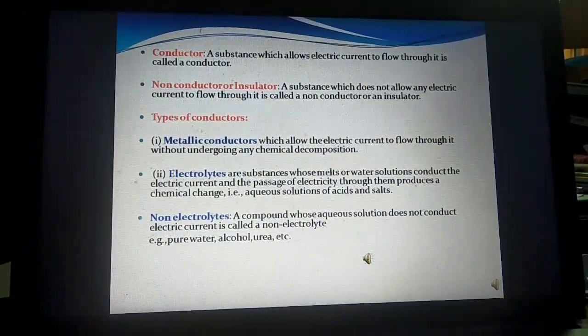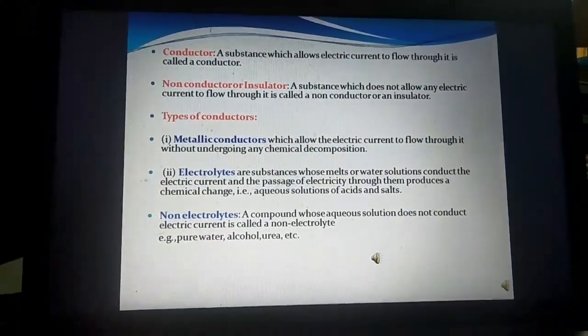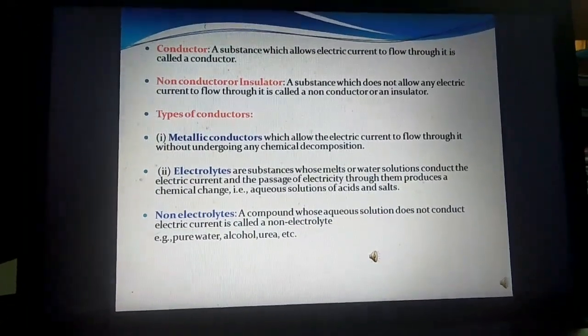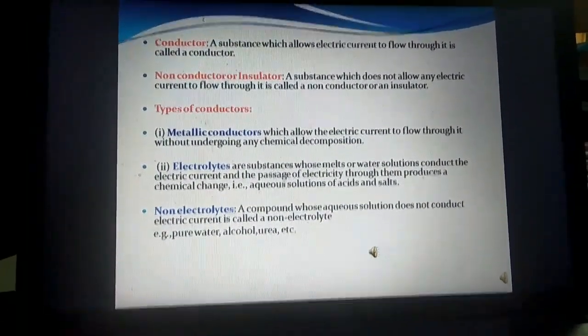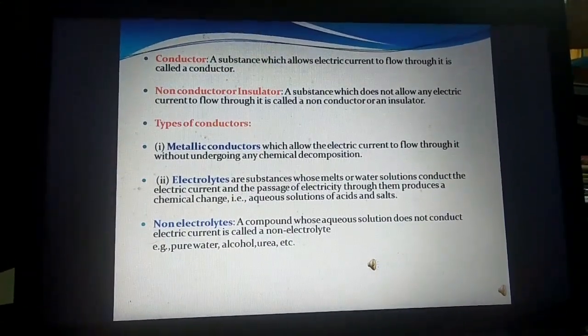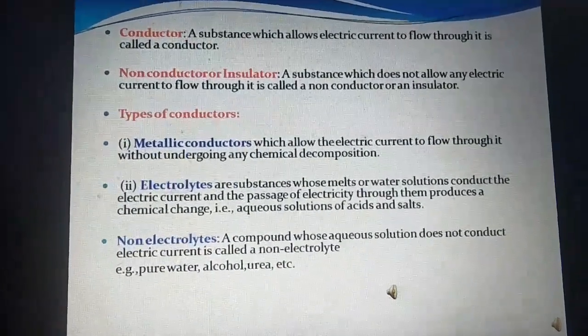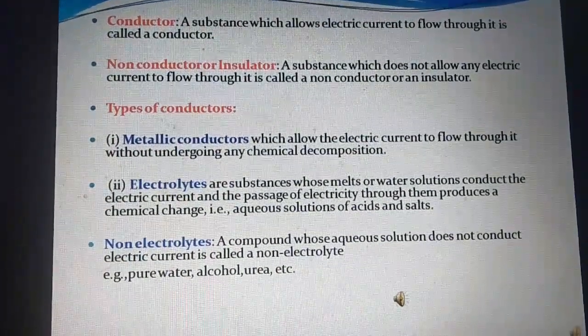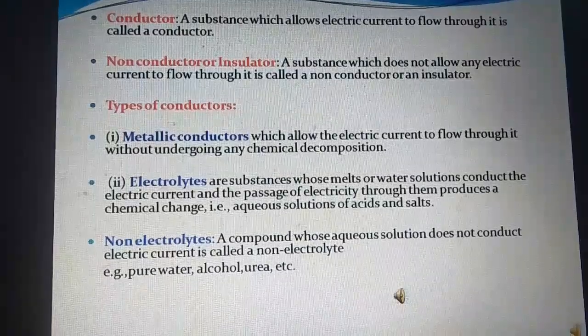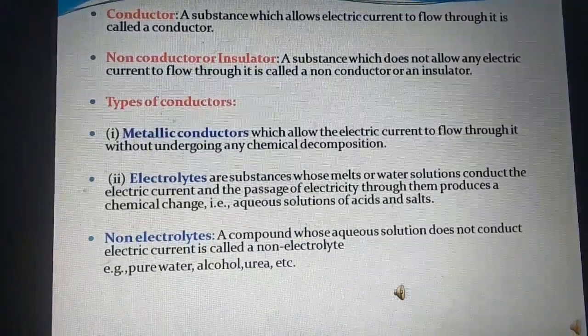Conductor. It is a substance which allows electric current to flow through it is called a conductor. Then non-conductor or insulator. It is a substance which does not allow any electric current to flow through it is called a non-conductor or insulator.